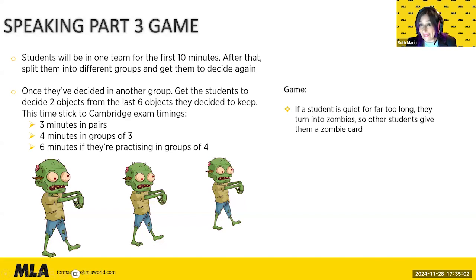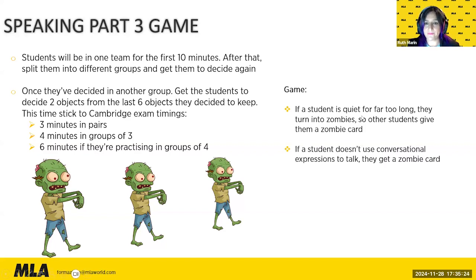Now, the game, while you're doing this for 10 minutes or 3 minutes. If a student is quiet for far too long, they turn into zombies. So other students will give them a zombie card. These are all in your handouts. Okay, and they turn into zombies, which means they're out. They cannot play anymore. If a student doesn't use conversational expressions to talk, they get a zombie card.